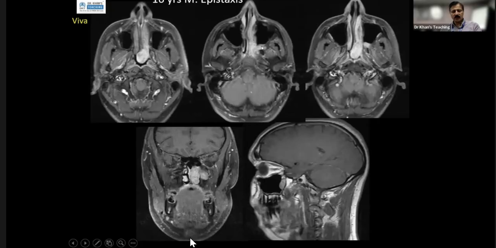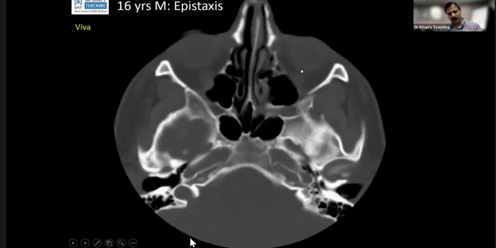This is the pterygopalatine fossa. I'm asking you a normal anatomy question. Lateral to the pterygopalatine fossa here will be the nasopharyngeal masticator space. So this opening is known as, question mark. Okay, let me.